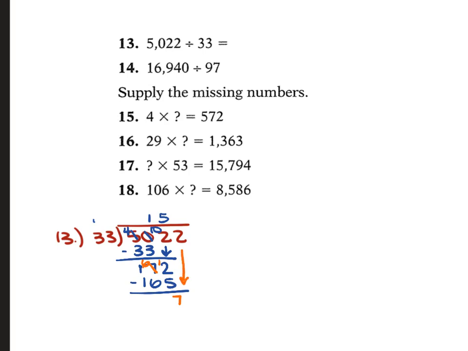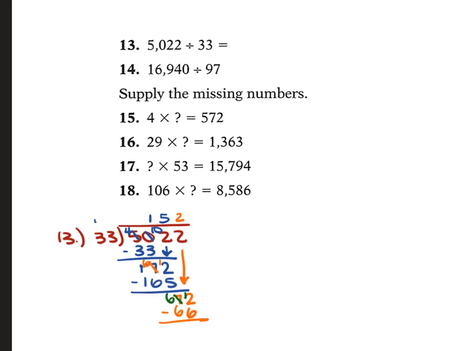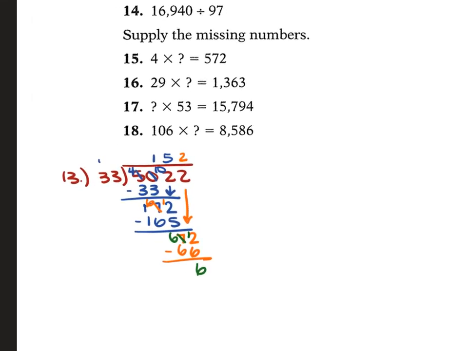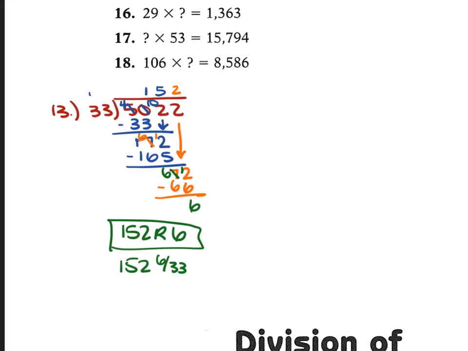So I'm then going to bring down that 2 for 72. I then have 33 goes into 72 how many times? Well, I can try 2. 2 times 3 is 6. 2 times 3 again is 6. I can subtract these. This is going to become a 12, making this a 6. So 12 minus 6 is 6. I'm all out of numbers, so my answer is 152, remainder 6, or 152 with 6 over 33, which simplifies to be 152 and 2 over 11.